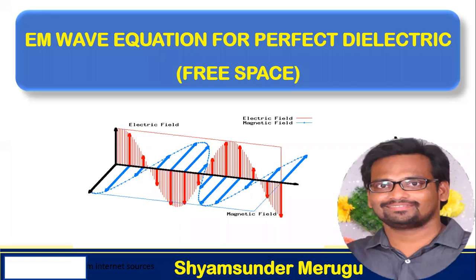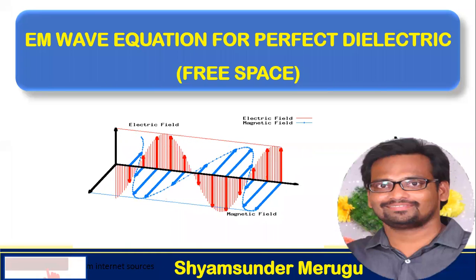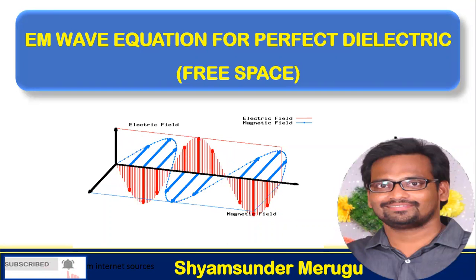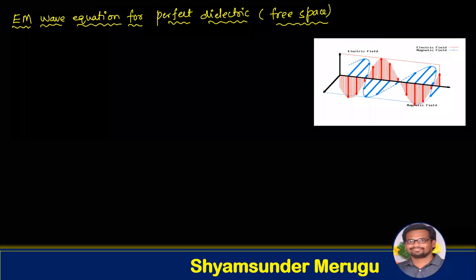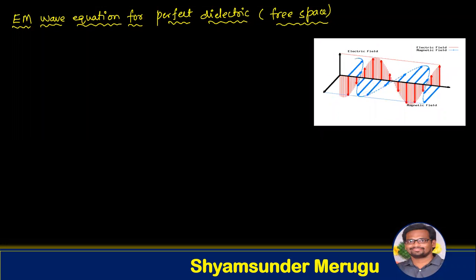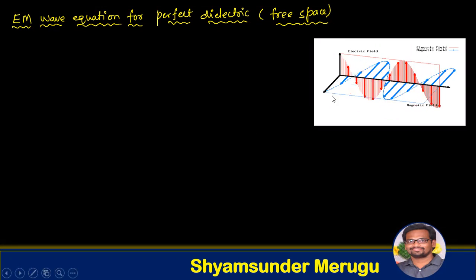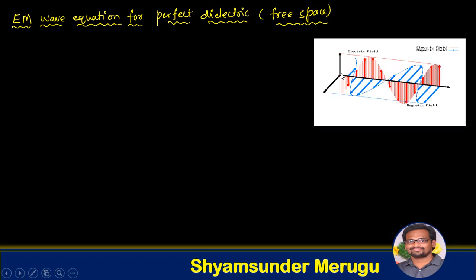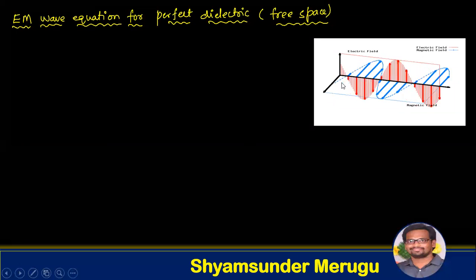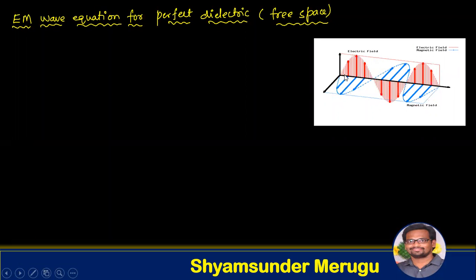In today's video lecture, we will be discussing the derivation of the electromagnetic wave equation for perfect dielectric or free space. Coming to the derivation of the electromagnetic wave equation for the free space, let us consider this picture. Here the red color indicates the orientation of the electric field, the blue color indicates the orientation of the magnetic field, and both the fields are perpendicular to each other and they are also perpendicular to the direction of propagation. Now the derivation is to be derived for the free space.